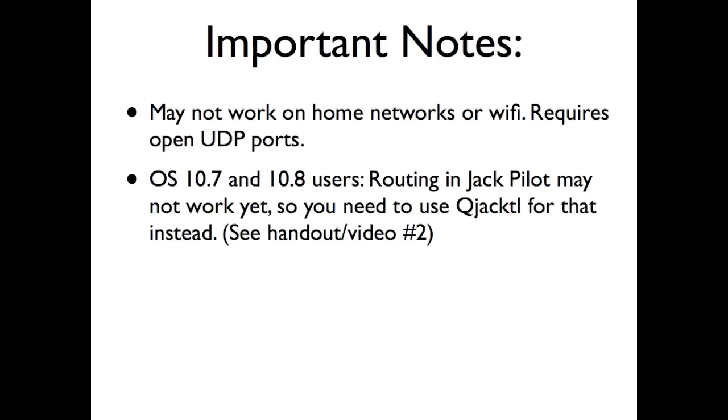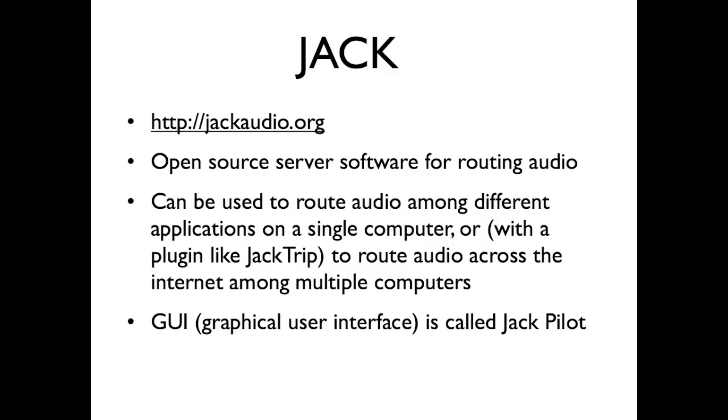I want to start with just an overview of how to install this software, but first a couple important notes. As it says here, it may not work on home networks or Wi-Fi, and in addition, if you're using those Macintosh operating systems, you may have trouble with routing and need to use another software for that, as we'll cover in a future video. So the core of the software that we're using is a program called Jack. It's an open source software server for routing audio, and you can use it to route audio between different applications on your computer. But we're going to also use an additional program called Jacktrip in order to route audio over the internet between different computers.